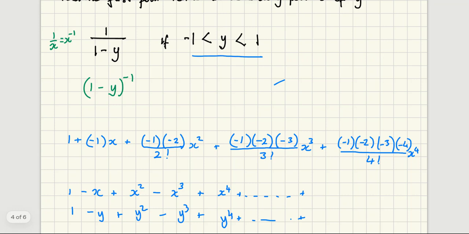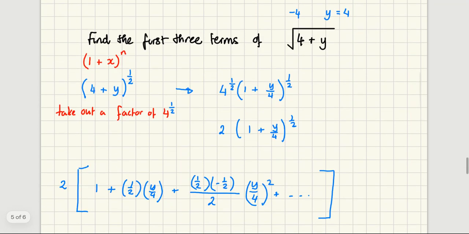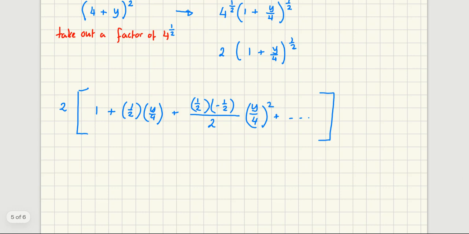But if it goes on forever, what will the question be? Find the first 4 terms, find the first 3 terms. You will never be asked to find a complete expansion on the infinite series. If it's larger than 1, it will not converge. Like, if you have 1 minus y to be like 1.5, that would just go on forever.